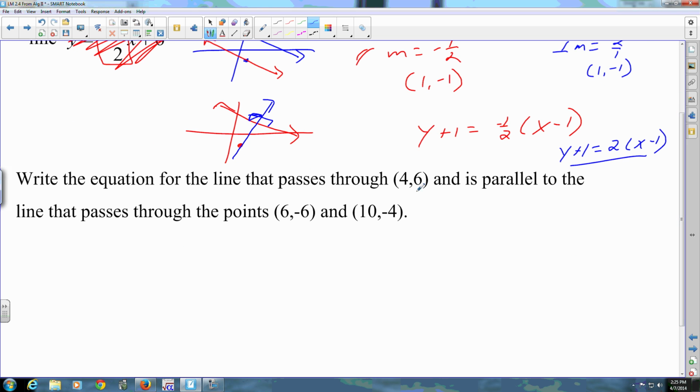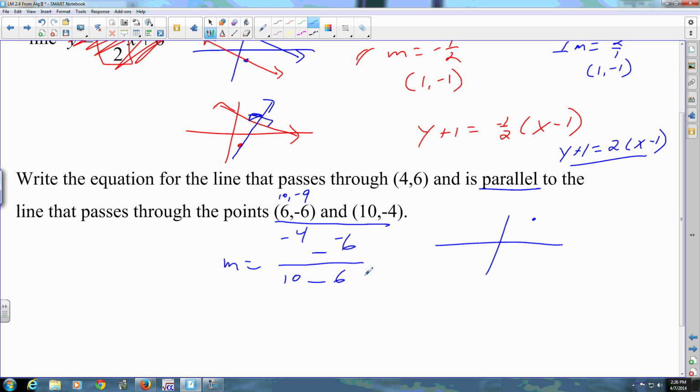Alright, write the equation of the line that passes through 4, 6. So 4 over, 6 up. And is parallel to the one that goes through these 2 points. All you gotta do is find the slope. So just remember, the first thing you're finding is the slope, whether they gave you the slope and you read it out, or you have to calculate it. So I'm just gonna write it here: 10, negative 4, so negative 4, negative 6, and 10, 6 on the bottom. That goes plus, so 2 over 4, so you get a half. It's parallel, so y minus 6 is equal to 1/2 x minus 4, and you're done.